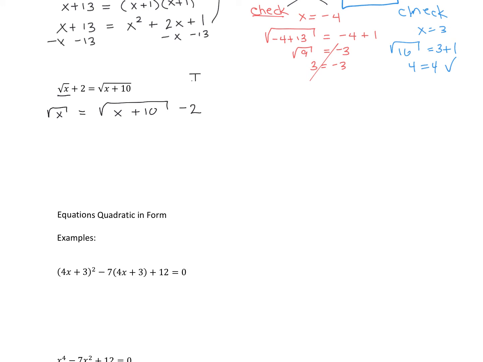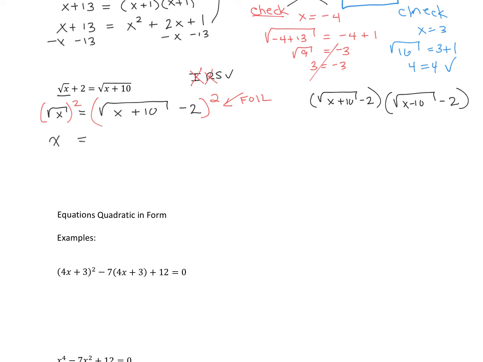So if we're talking about isolate, raise, solve, and check, I have now isolated one of the radicals. Now I'm going to raise both sides to a power. So when I do that, I'm going to square this side, and I'm going to square this side. Don't forget to FOIL here. So now we're going to have just x on the left. And let me go ahead and write this out. Square root of x plus 10 minus 2 times the square root of x plus 10 minus 2, and then go through the process of squaring.